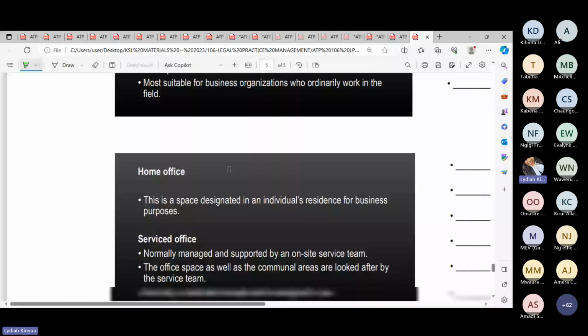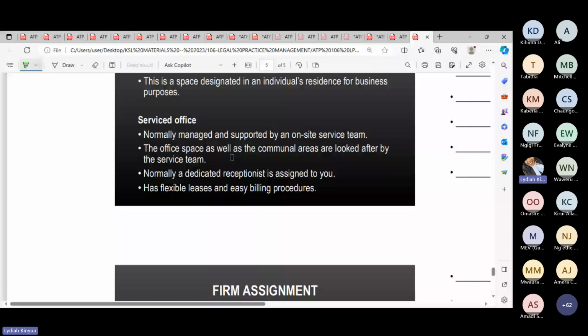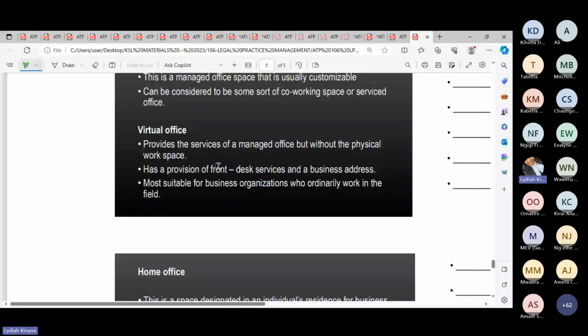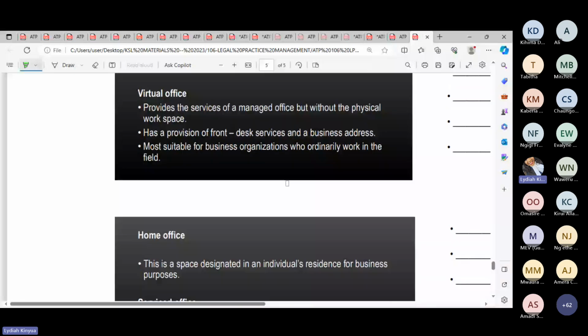And then serviced office, this is where it is managed by an on-site service team. So you do nothing. You don't clean, you just pay rent and maybe some service charges. These are not your employees, but it's managed by those guys. It is very flexible. Billing procedures are equally flexible for serviced office, but you have everything you need. However, this is an extension of types of offices. I don't even remember what the others were, but this is an extension of virtual office, home office, and serviced office. But I remember mentioning it.